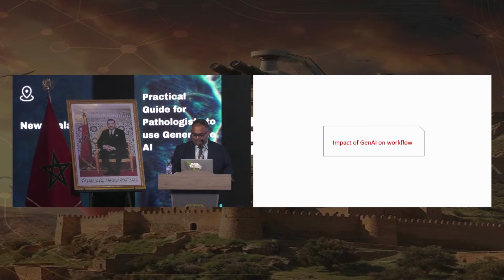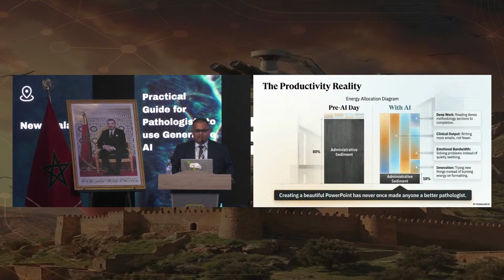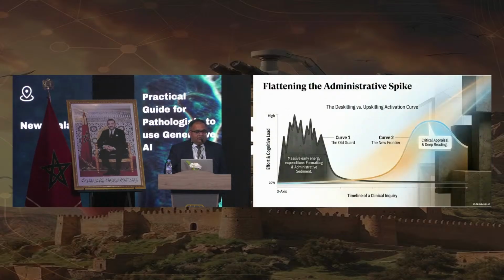Now, impact of generative AI on workflow. A couple of slides, not a lot. So in the pre-AI days, your administrative tasks are actually eating up your day. With the use of AI, the real aim is to give you back that time. So your administrative tasks would go down to less than 20%, maybe 10%. And the time that is saved can then be used for in-depth analysis, interesting cases, educational, and innovative efforts. So that's the real aim and the real benefit.